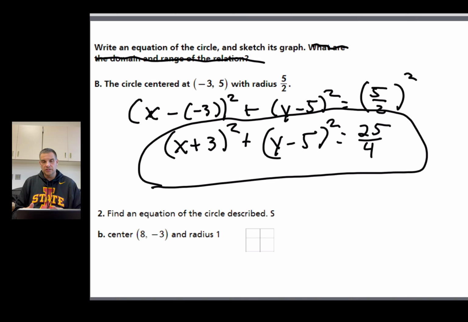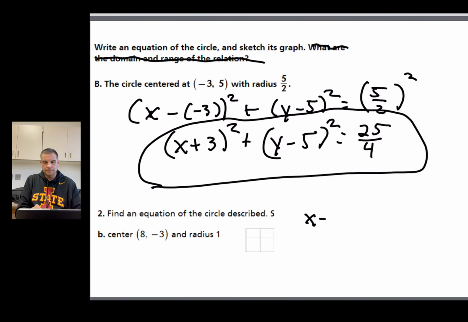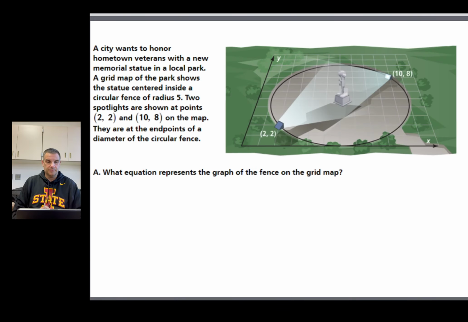Okay, go ahead and do number 2 down there. Find the equation of the circle described. The center is (8, negative 3). Radius is 1. The answer is (x minus 8) squared plus (y plus 3) squared equals 1. Pretty straightforward. When they give you the radius and the center, you just follow along. Now what happens if they don't?